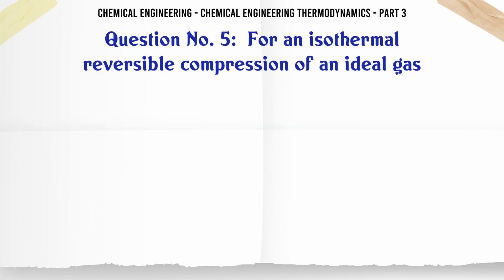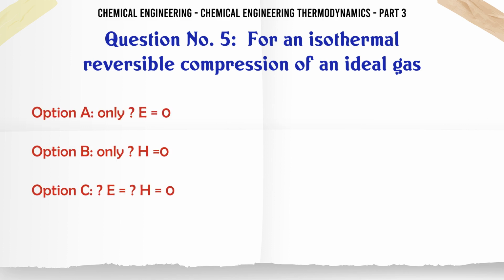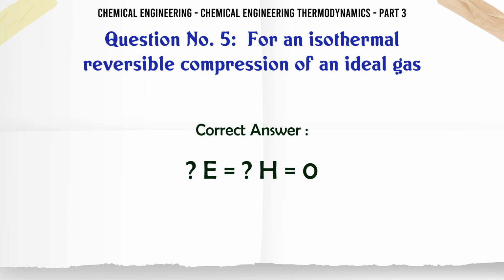For an isothermal reversible compression of an ideal gas: A. Only ΔE = 0. B. Only ΔH = 0. C. ΔE = ΔH = 0. D. ΔQ = ΔD. The correct answer is ΔE = ΔH = 0.